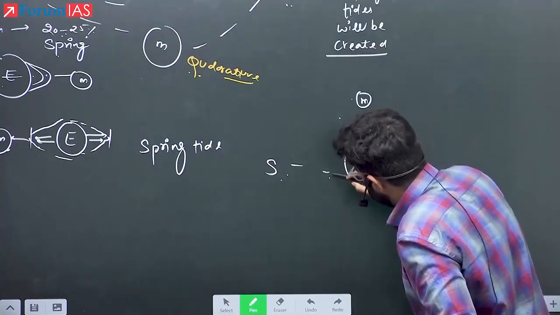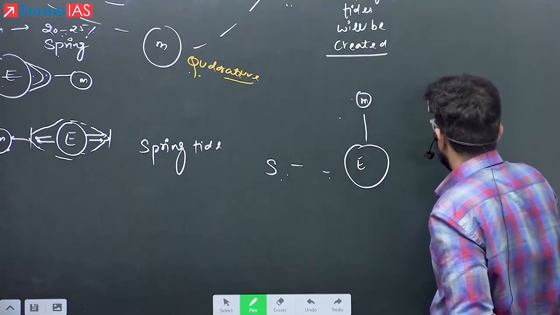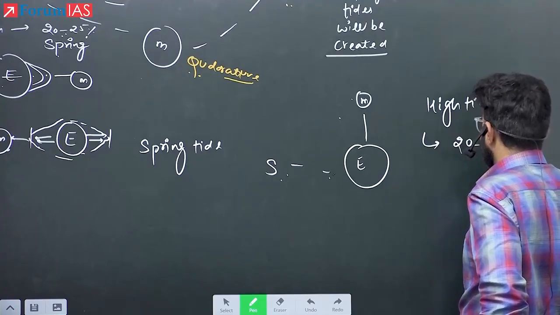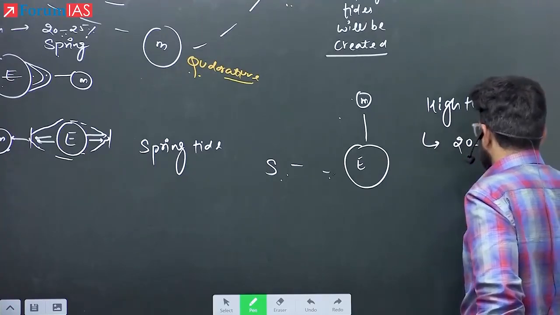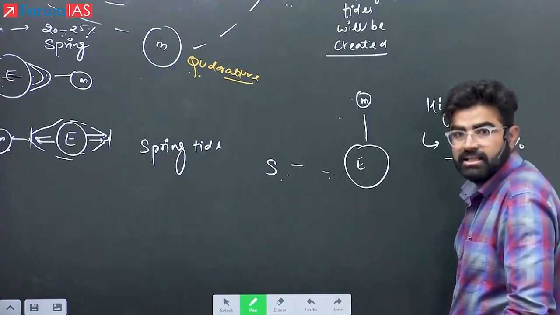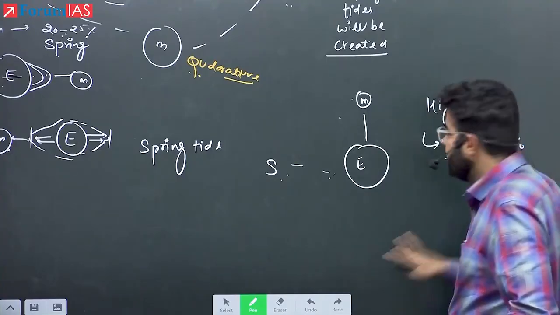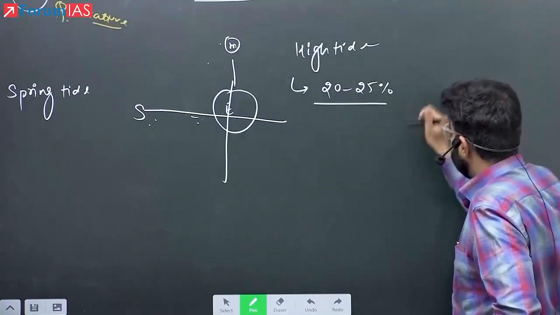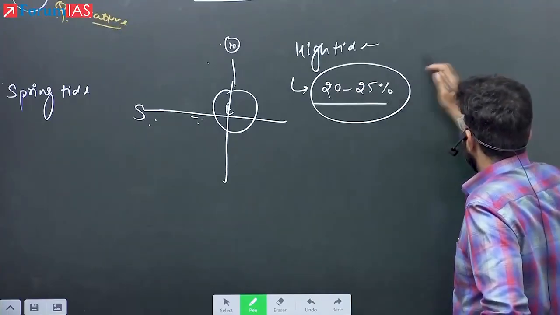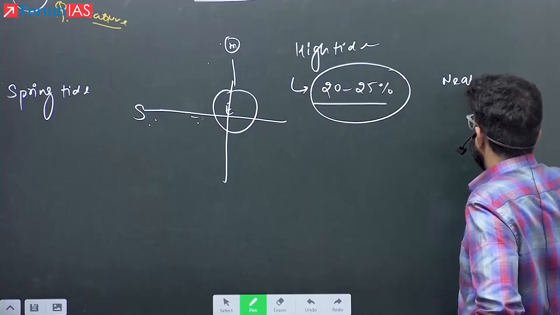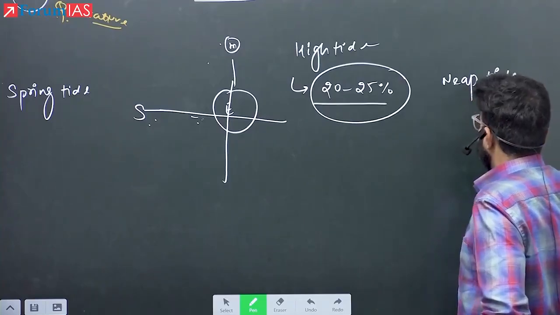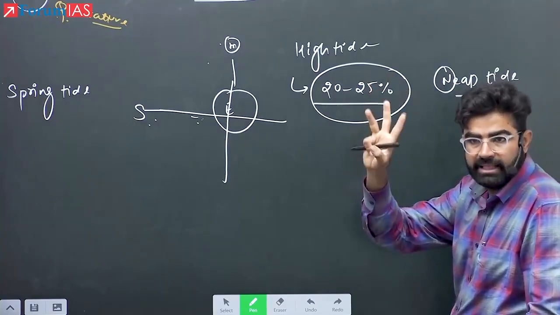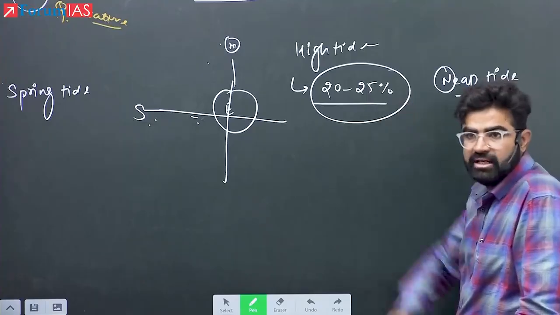Therefore, what will happen? The high tides which occur in general, let's say high tides of 10-meter height, will reduce in height by 20 to 25% on such days. What are these days? These are the quadrature position. If the sun and moon are at right angles, then high tides will decrease in their height by 20 to 25%, and this type of tide is known as neap tide. N stands for neap. Neap means low. Spring means bouncing of the tides. That is the question which has been asked by the UPSC.